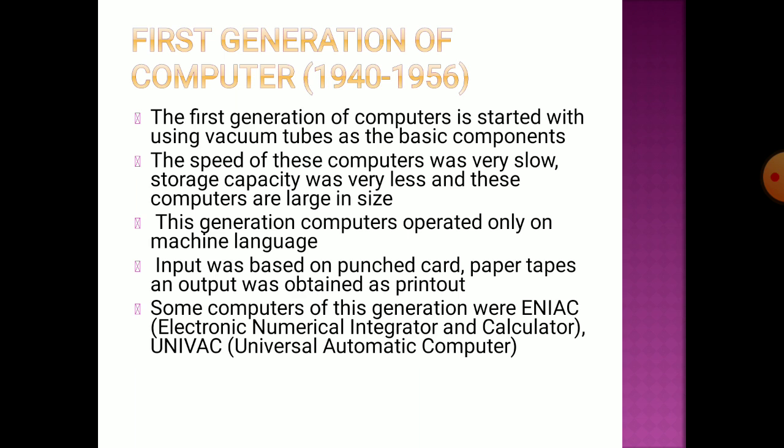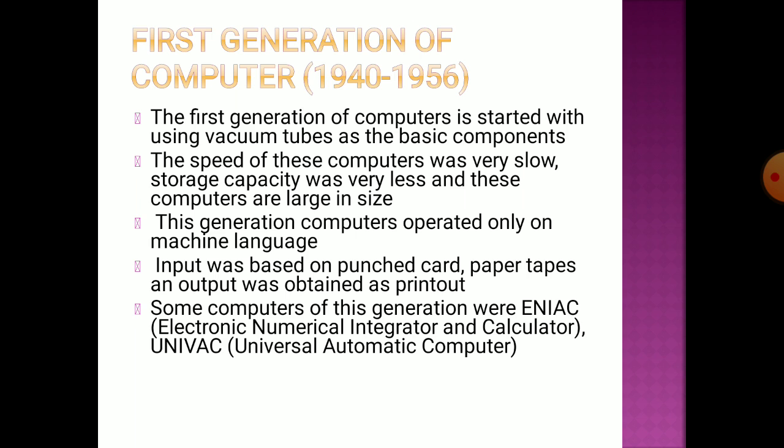So the points you have to remember about your first generation are: the first generation computers used vacuum tubes as the basic component. The speed of these computers was very slow. The storage capacity was very less. And these computers were large in size. They occupy a huge amount of space.